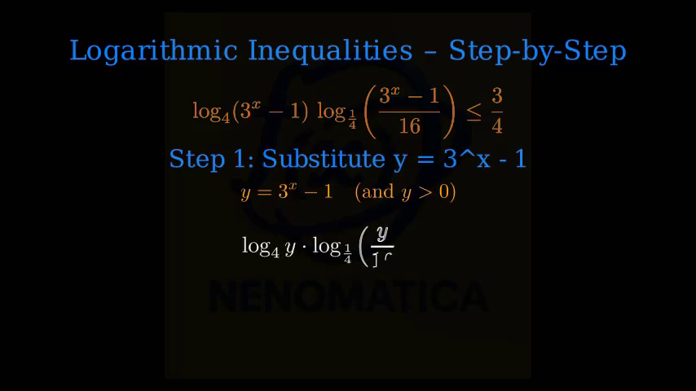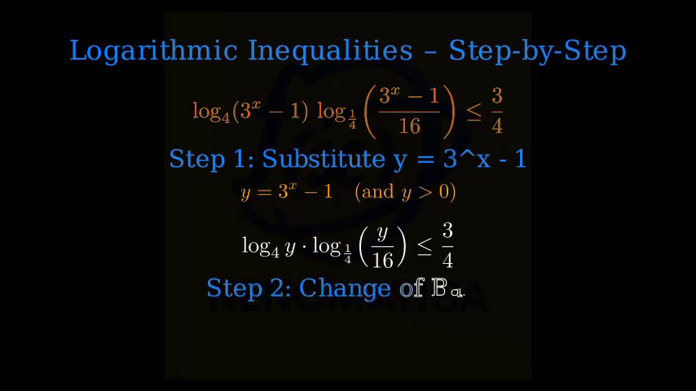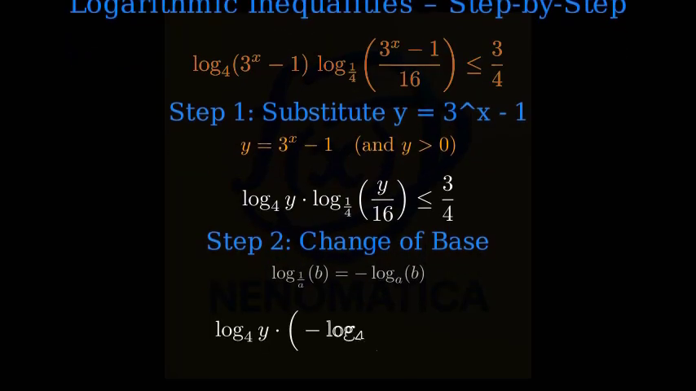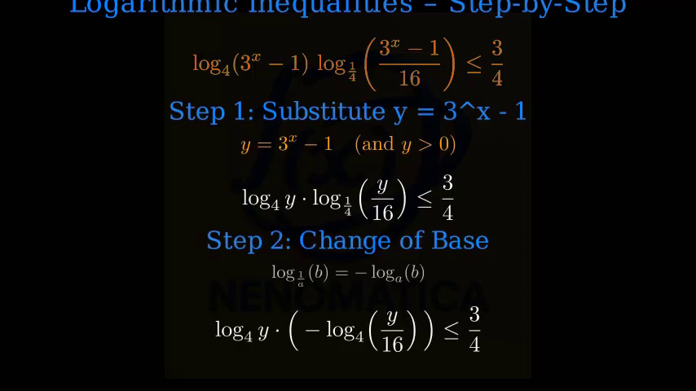Then the inequality becomes log base 4 of y times log base 1/4 of y over 16 is less than or equal to 3/4. Also keep in mind the domain. y must be strictly positive. Step 2. Use the change of base identity. Log base 1 over a of b equals negative log base a of b. Applying it with a equals 4 gives negative log base 4 of y over 16.